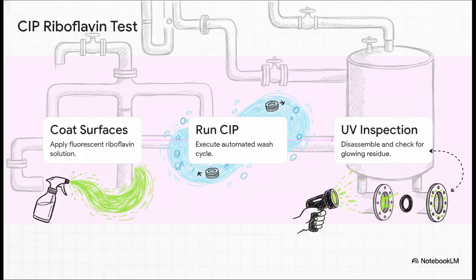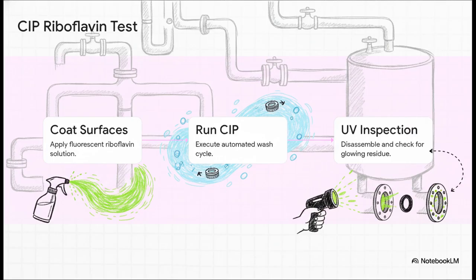All right, we've talked plenty about how to design it, but now you have to prove it. You absolutely must prove to the industry that your designs actually work in the real world. And this is exactly how you do it, the Clean in Place, or CIP, riboflavin test. It's simple but highly effective.